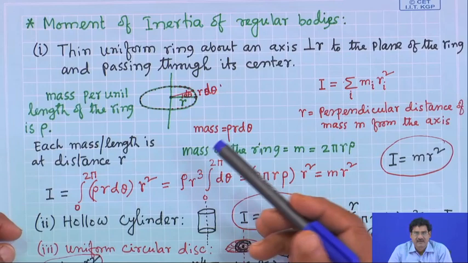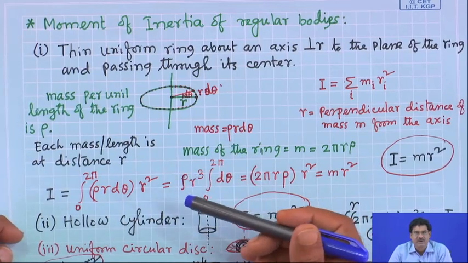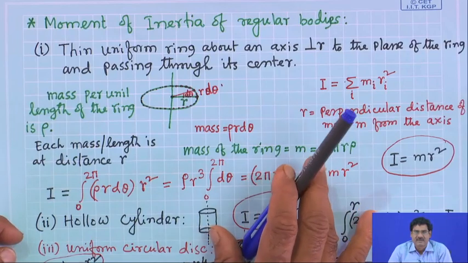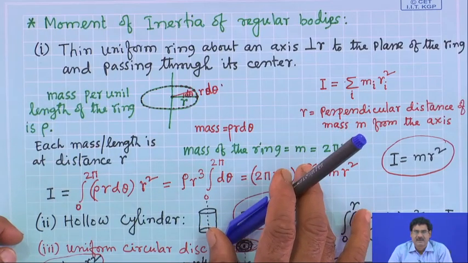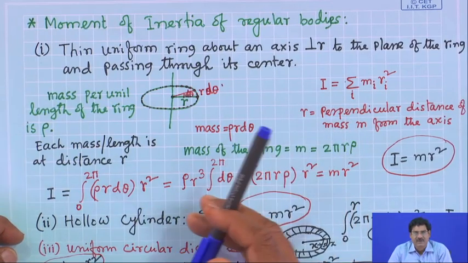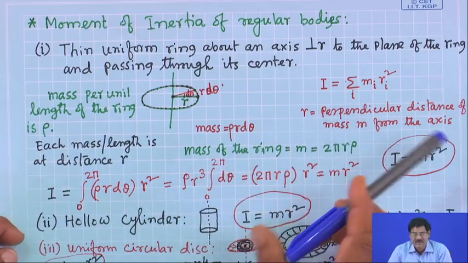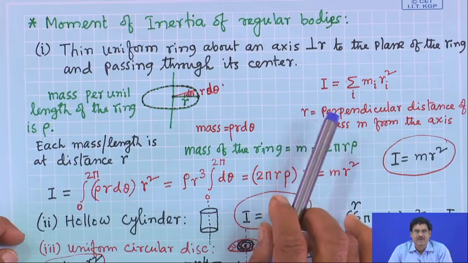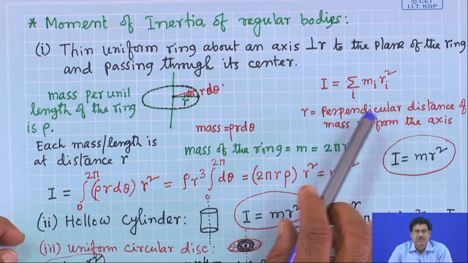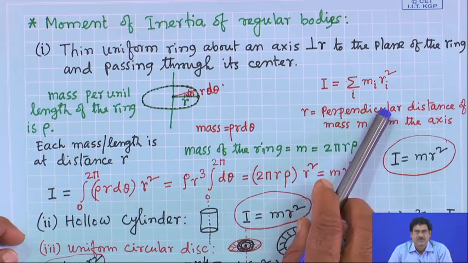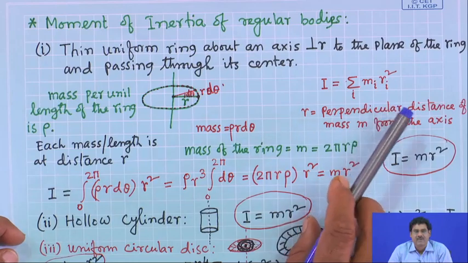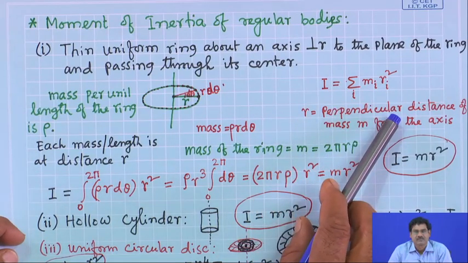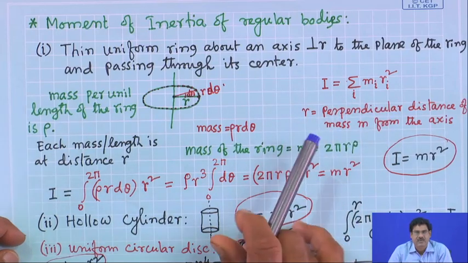The integration method is a very convenient way to find the moment of inertia, but every time we calculate using the basic definition of moment of inertia. That is, moment of inertia equals mass into the square of the perpendicular distance of the mass from the axis of rotation.